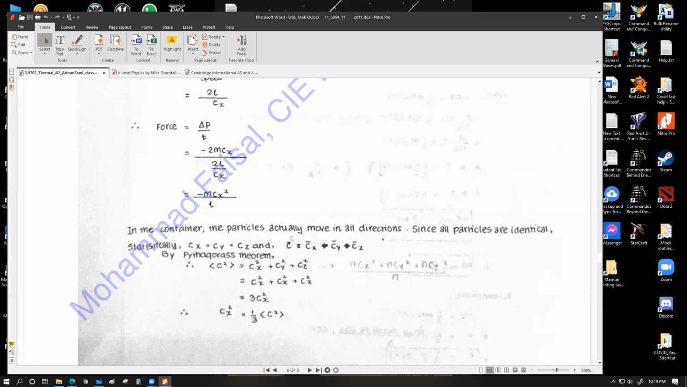I actually talked a little bit about 10 molecules at one part of my lecture, but that's actually wrong. We cannot do this approximation for a very small number of particles. There has to be a huge number of particles so that we can apply this approximation of Cx equals Cy equals Cz, which is a statistical bit.